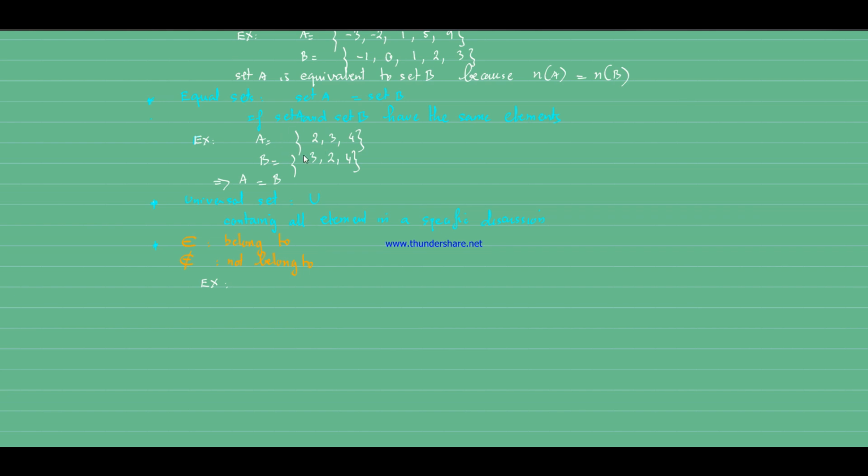For example, I look at this set A: 2, 3, 4. So I can write 2 belongs to set A. And the set over here has only 2, 3, and 4, so I can write 5 does not belong to set A. I'm referring to this set A. So you can use this symbol to write an element when it belongs or does not belong to a set.